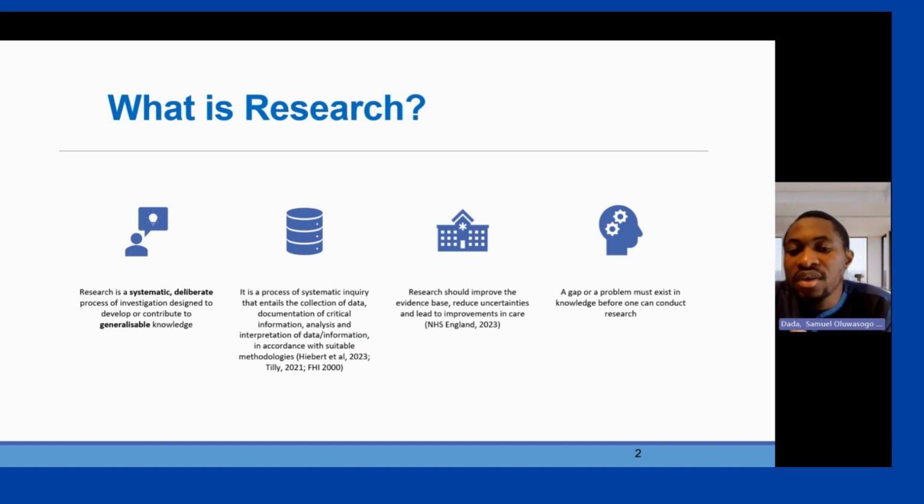So why do we do research? The essence of research in health and social care is to improve evidence base. We want to reduce uncertainties, and we want to improve the care that is given to the patient. So when you are doing research, there has to, in most cases, be a gap in literature. There must be a problem that you want to contribute to.